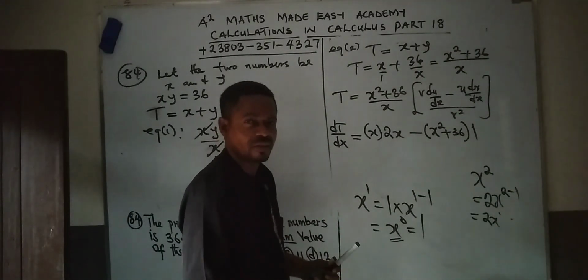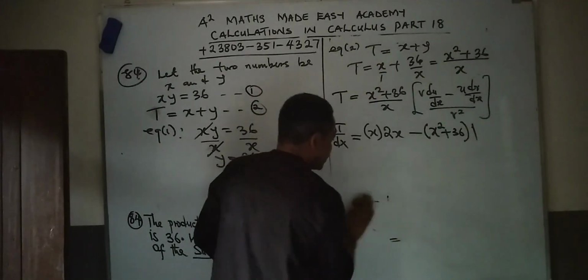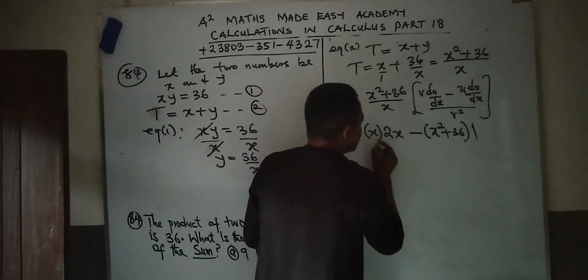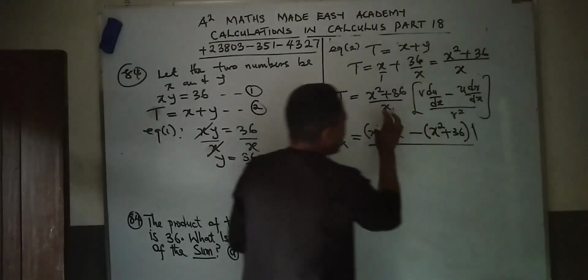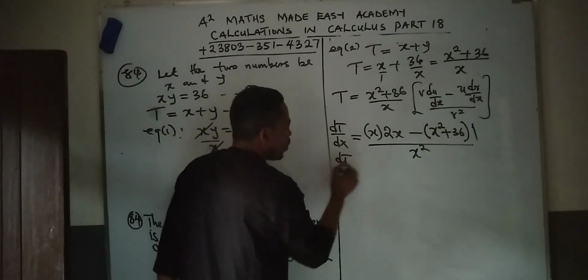Now let's progress. The law now says this is all over v squared. What is v? v is x. Then it becomes all squared. Can we now say dt over what?